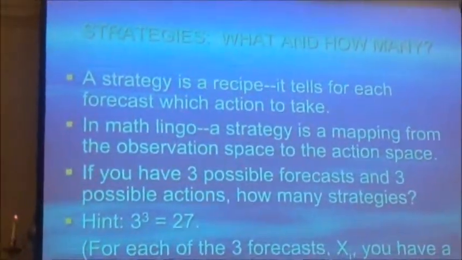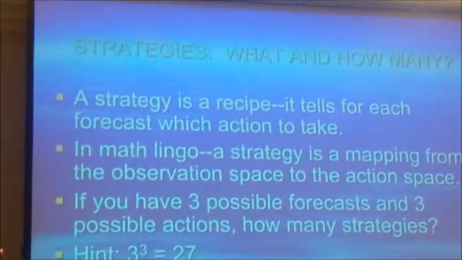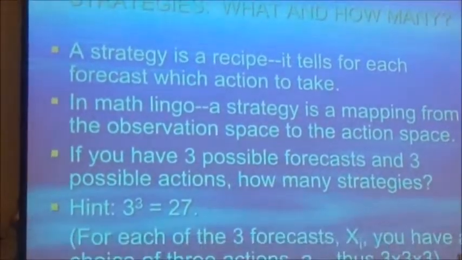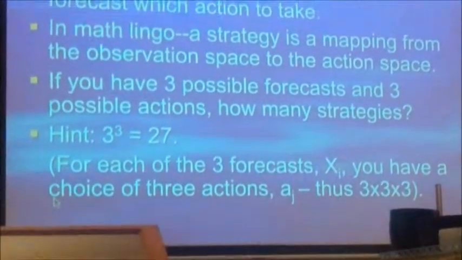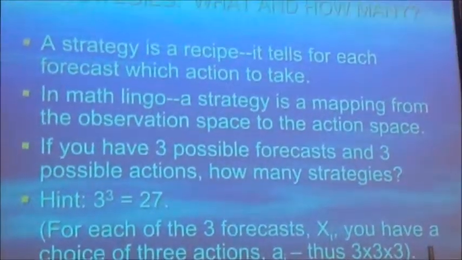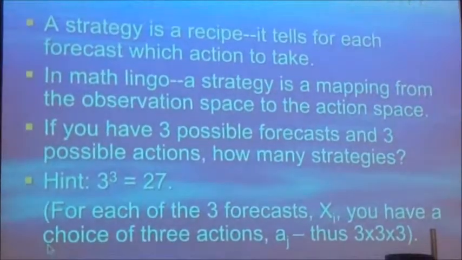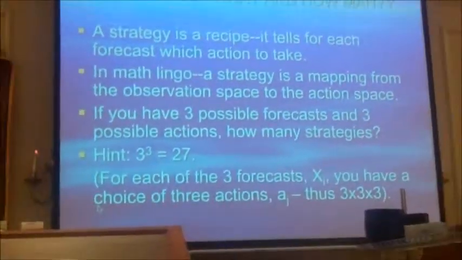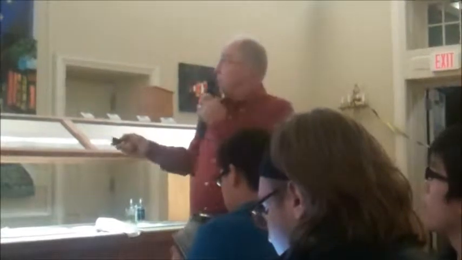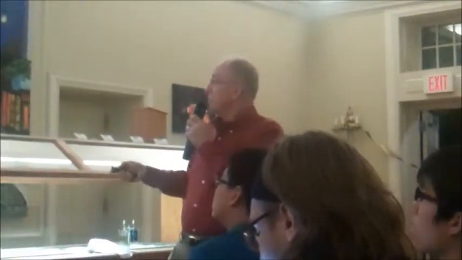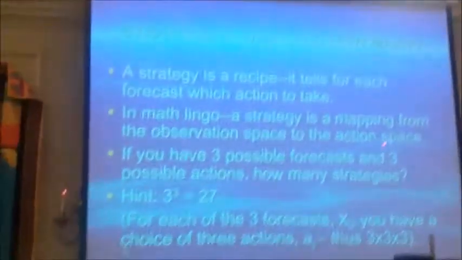It's going to say something like, if the forecaster says sunny, I'm going to dress however. If the forecaster says dubious, I'm going to dress whatever. If the forecaster says sunny, I'm going to dress whatever. So a strategy is just a simple mapping. And the mapping is from the observation space to the action space.